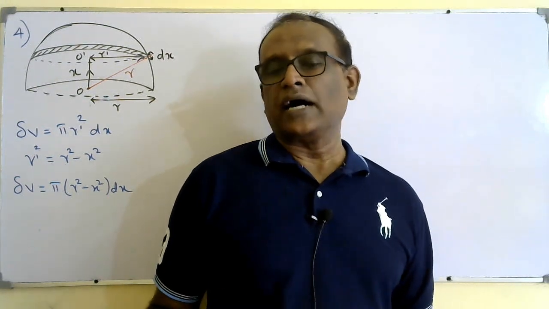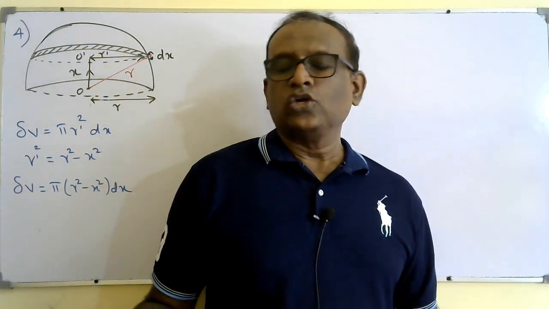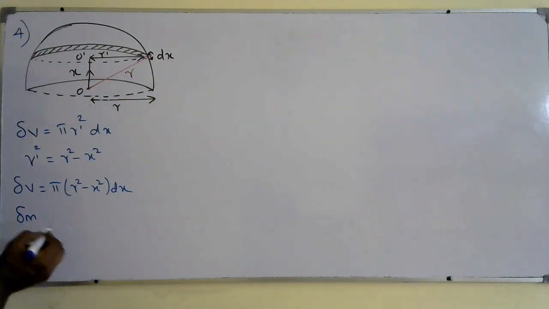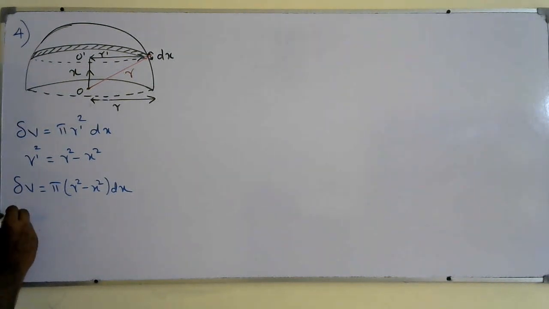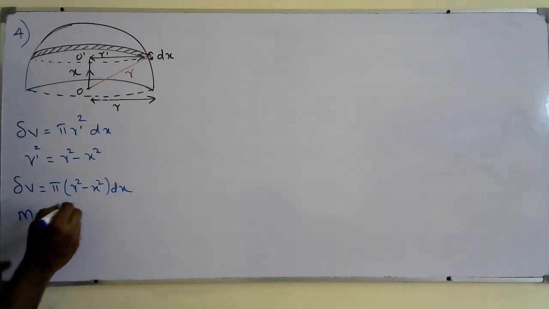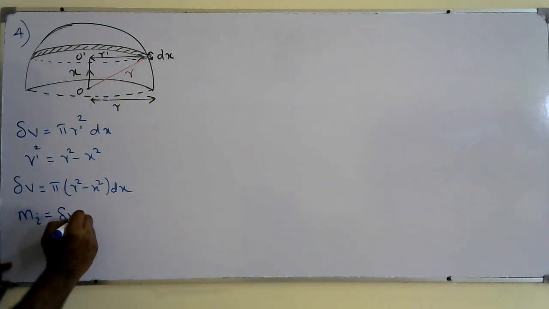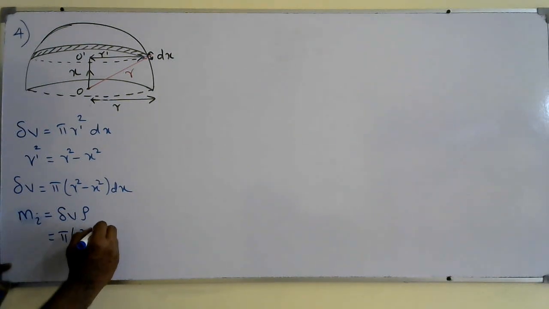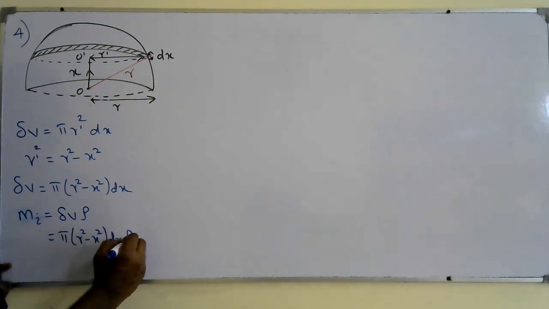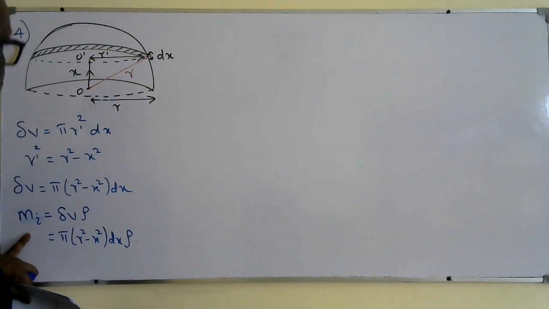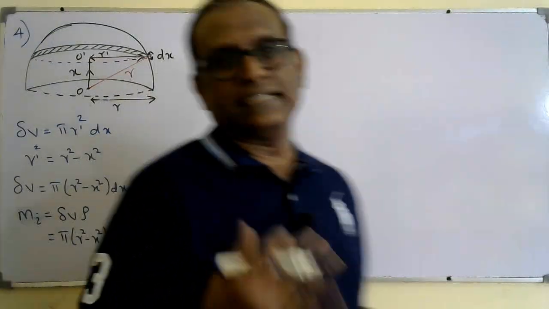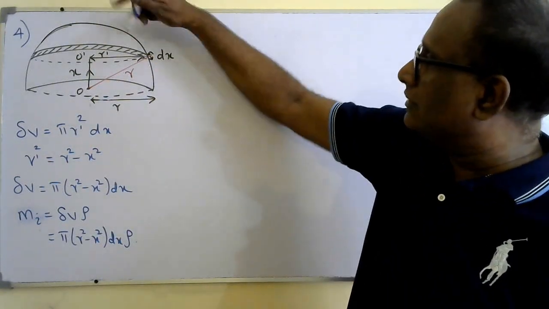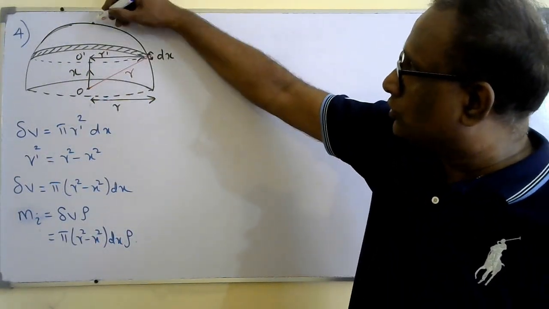Okay, so if I take the mass per unit volume rho, the mass of the disk, delta m, or I can call it mi, is equal to volume delta V into rho. So it's going to be pi (r squared minus x squared) dx rho. That's the mass of that particular ith disk at distance x from O.